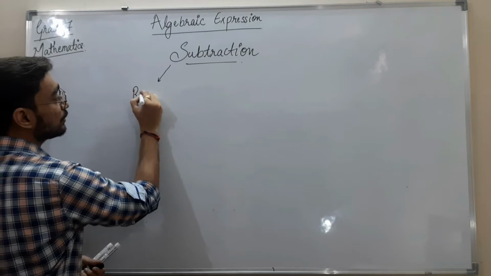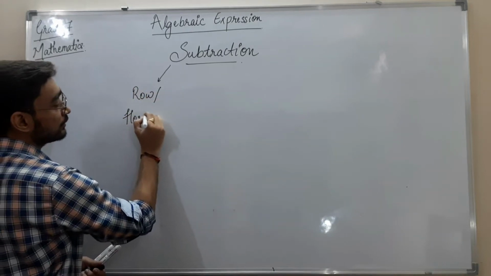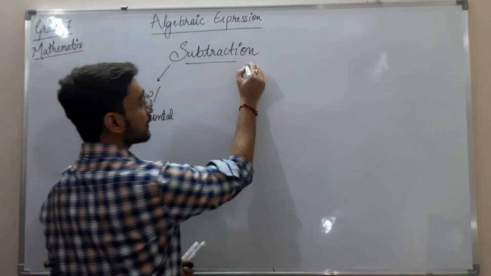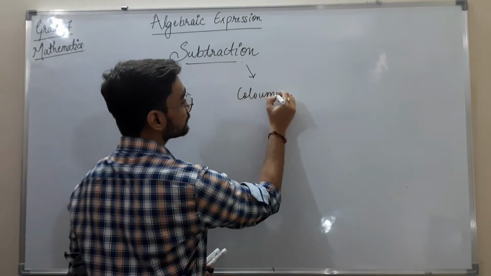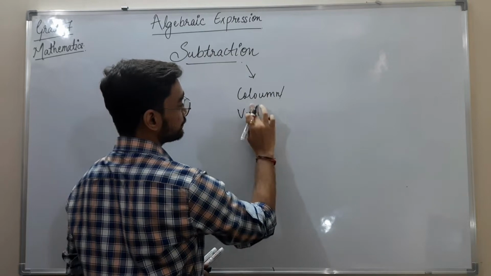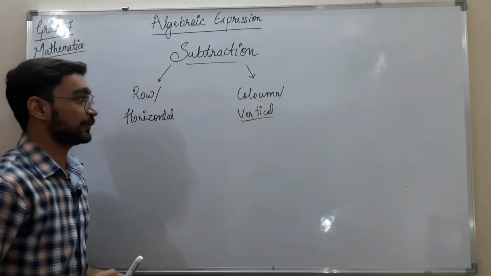The first one is the row method, or we can say it as horizontal method, and the second one is the column or vertical method. So let us do that.